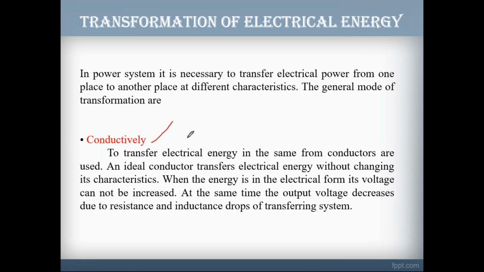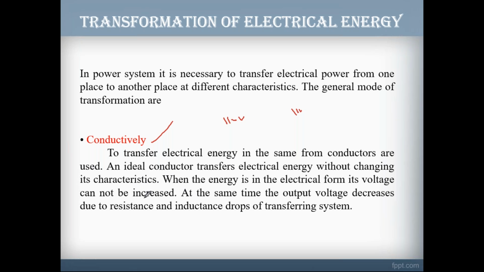the same amount of energy is given to the output with some losses. Whatever voltage we give as input, the output comes accordingly, with some losses. That energy we call conductive. To transfer electrical energy in the same form, whether sinusoidal, DC or AC, conductors are used. An ideal conductor transfers electrical energy without changing its characteristics. Without changing characteristics means, suppose I give an input of 110 volts, the output should also be the same 110 volts without changing any characteristics.